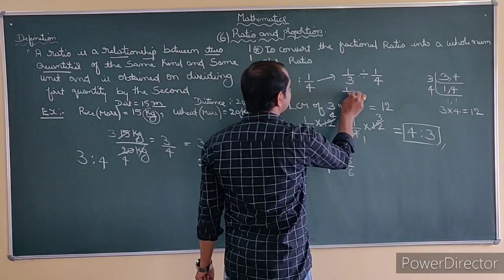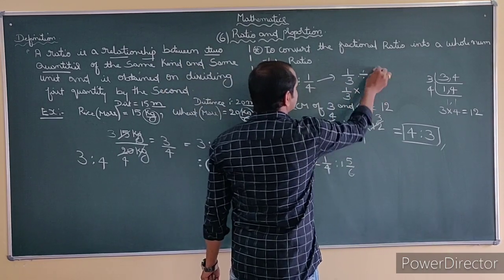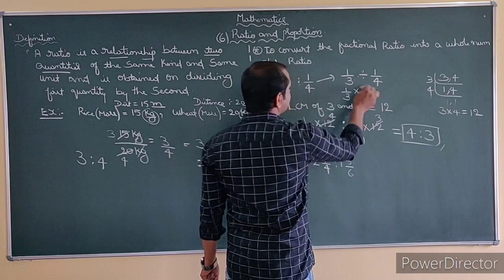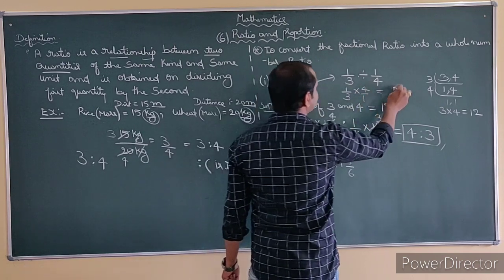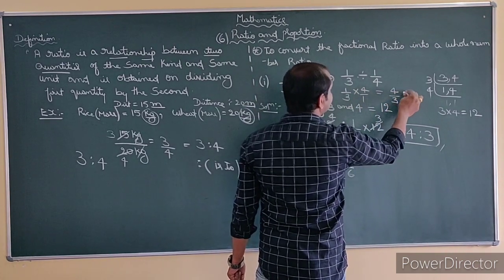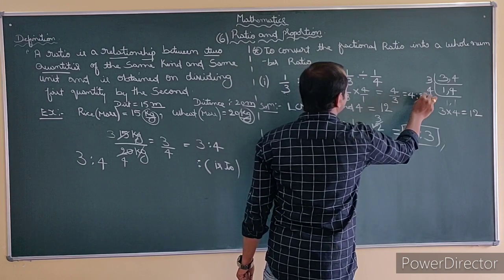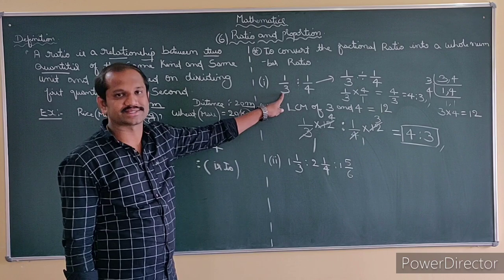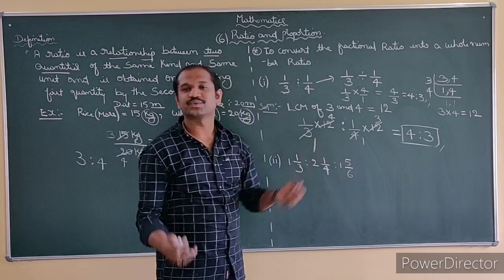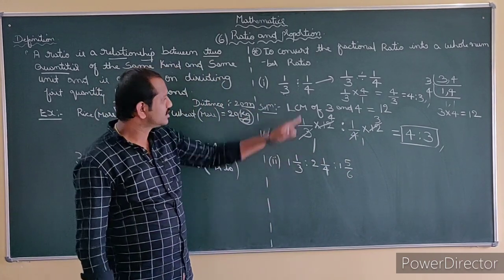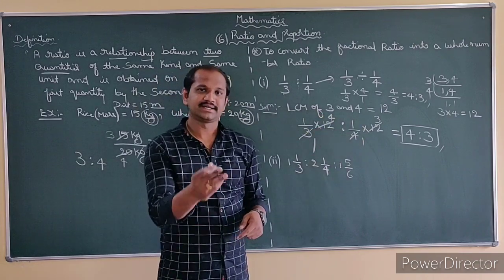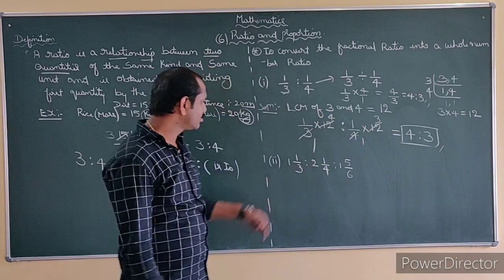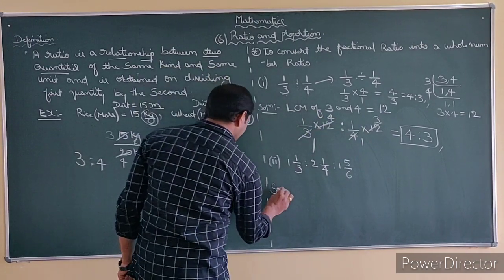You have 1 by 3, convert to multiplication and take the reciprocal of this term. So you have nothing to cancel. 4 by 3. So this you can write as 4 is to 3. You can do this one more method only for two fractions. But when it is three fractions, you cannot do. Understand? So you can go with this LCM method, which is very much easy. One more problem I will show you.